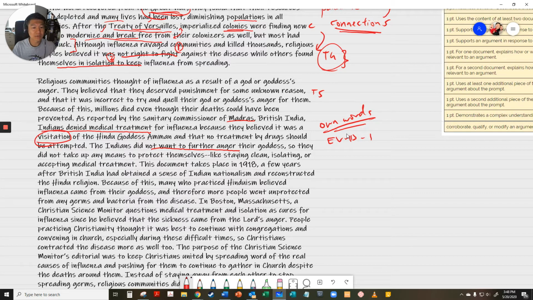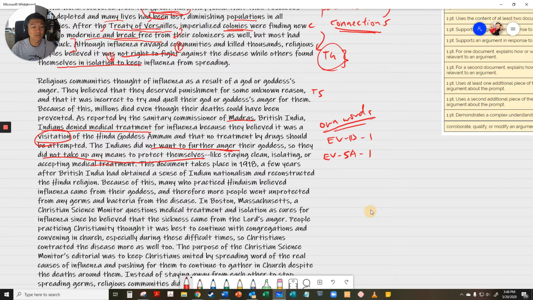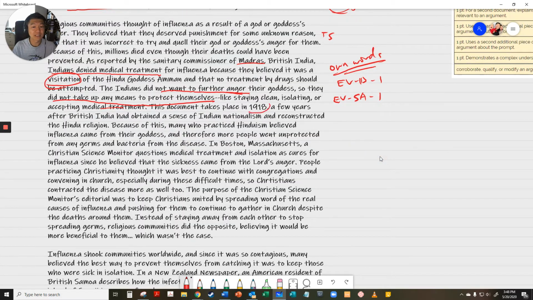And two, because they didn't want to further anger their God, they did not take up any means to protect themselves or accept medical treatment. So this is evidence that supports the argument in the first instance. This document takes place in 1918. So here I see there's already an attempt to source the document using occasion, and the notion of British India and the rise of Indian nationalism, constructed particularly through the notion of a Hindu identity as well.